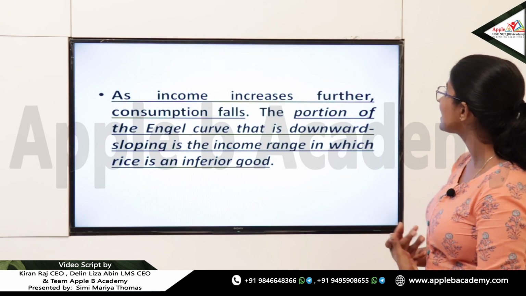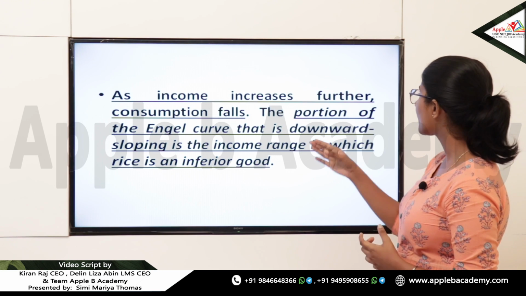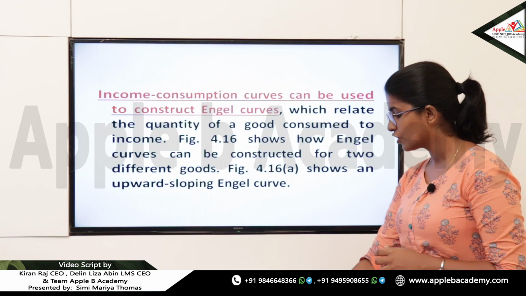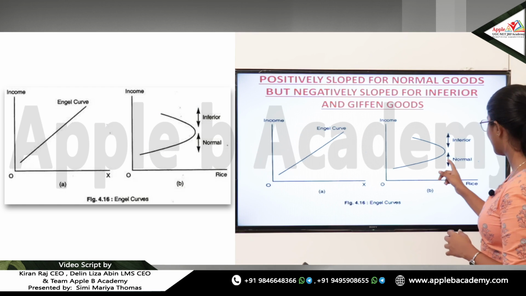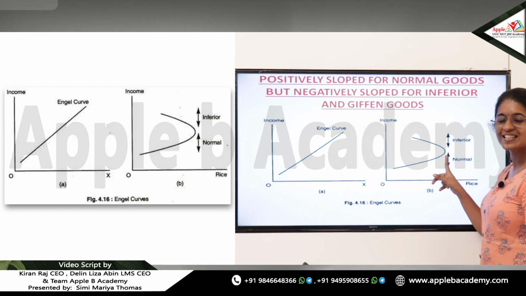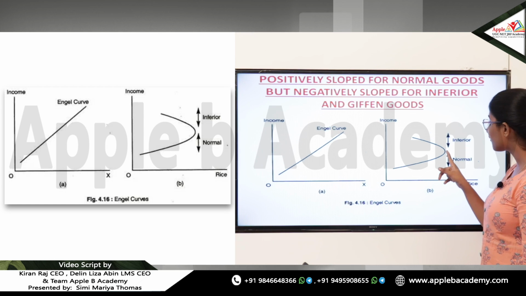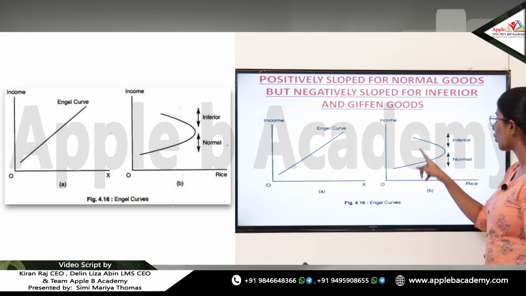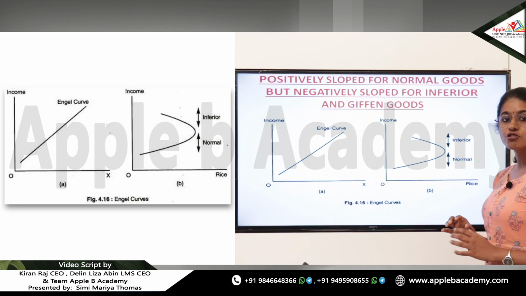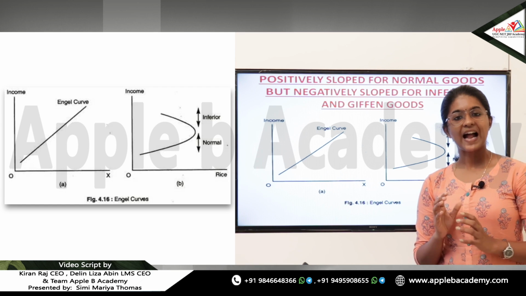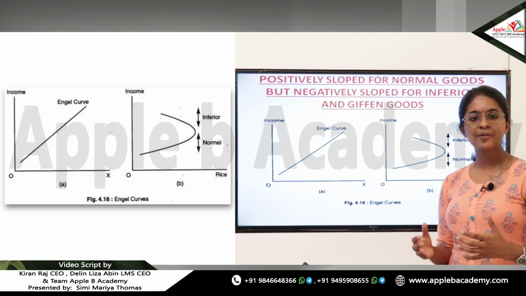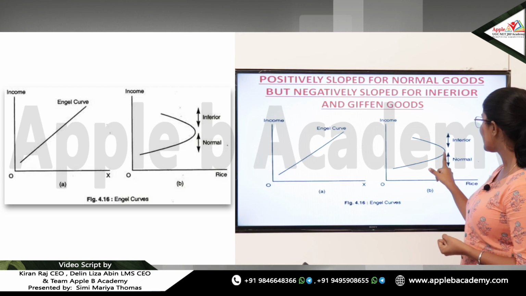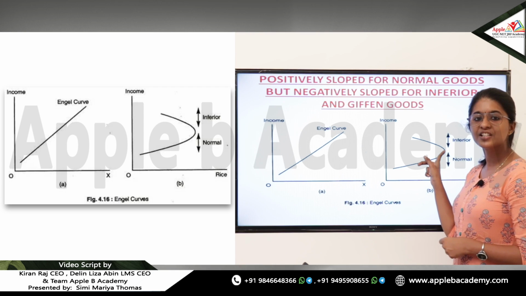As income increases further, consumption falls, and the proportion of the Engel curve that is downward sloping is the income range in which rice is an inferior good. Till this point, when the income increases, the consumption of rice was increasing. But after this point, with a further increase in income, the consumption of rice was falling. That means at this point, the consumer is in a position of higher income and is able to substitute. They have a large number of substitutes for rice, and he can easily substitute some other good for rice.